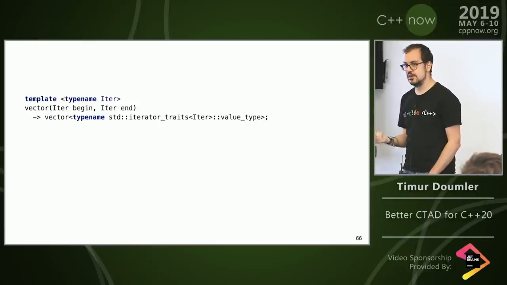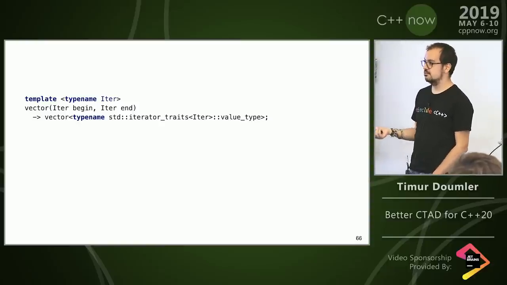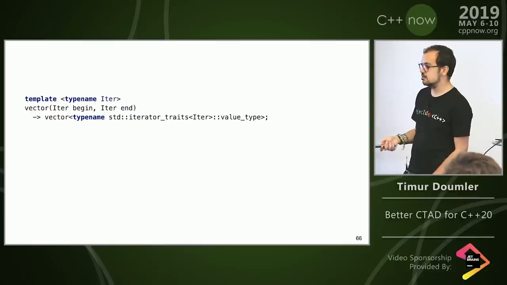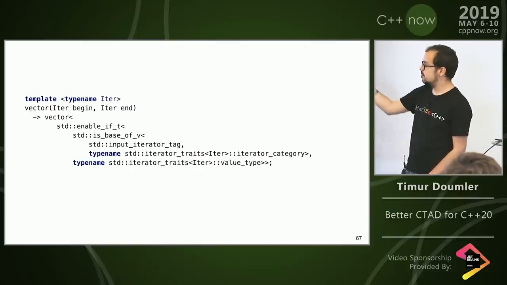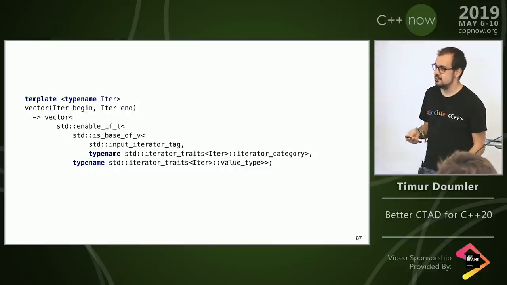But if you're a library implementer, then how do you implement that? You implement that with SFINAE, because it's just overload resolution, so we can use SFINAE. So you would SFINAE this out, and you would write something like this. So this is actually how you implement these deduction guides.